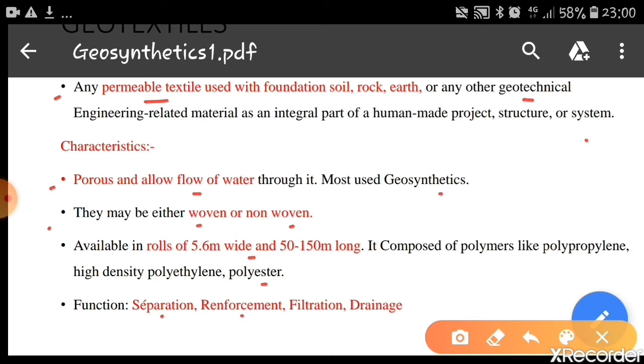They can be used as a reinforcement. In concrete structures we are using steel as a reinforcement, whereas in the case of soil we are using these geotextiles as a reinforcement, so that the stresses can be transferred.